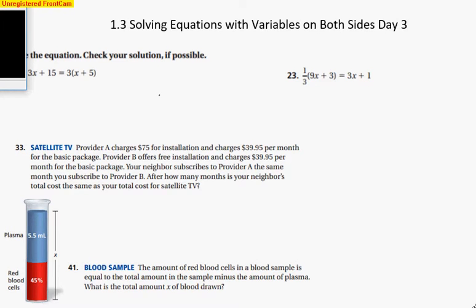We'll check the solution at the end. So we have 3x plus 15 equals 3x plus 15. I used the distributive property, multiplied the 3 over the x and the 15. Well, at this stage, actually, I see both expressions are exactly the same. So let's see what happens when I go ahead and solve it.